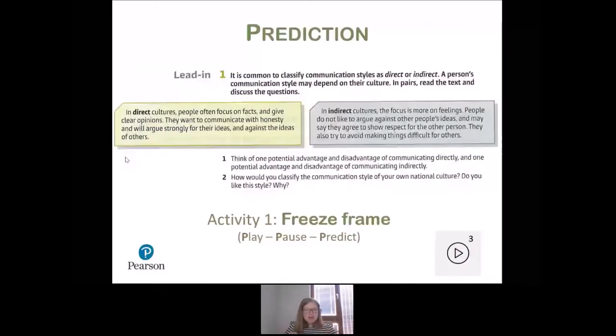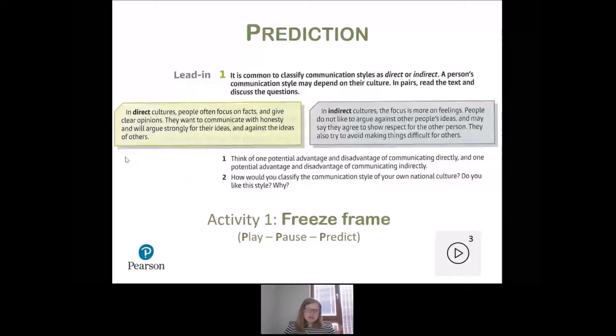And we are moving back here to how to use videos in connection with skills. So yeah, prediction, that's something that we do with our students. We try to train their prediction skills because this is something that they can use in their real lives as well. So in this lead-in activity, you compare two different cultures.